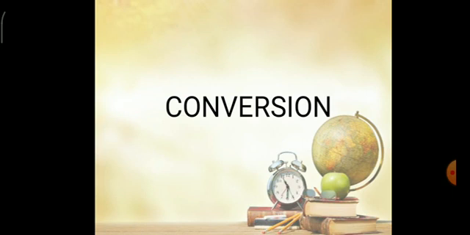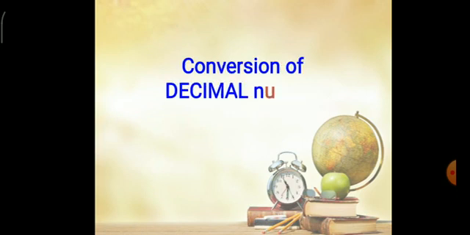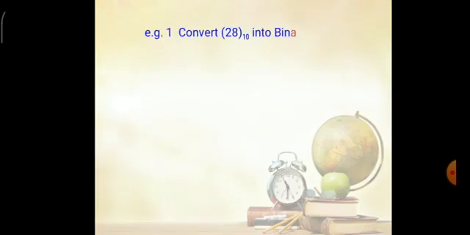Students, whenever we enter a decimal number into the computer for any type of calculation, the computer first converts it into binary and then does the further calculation. How does the computer convert that decimal number into binary? Let us have a look. We are going to convert a decimal number 28 into binary.